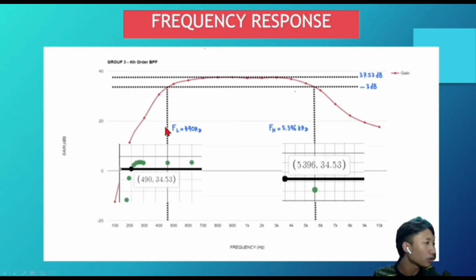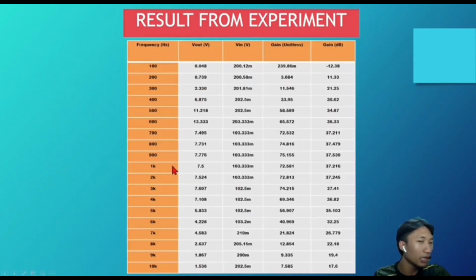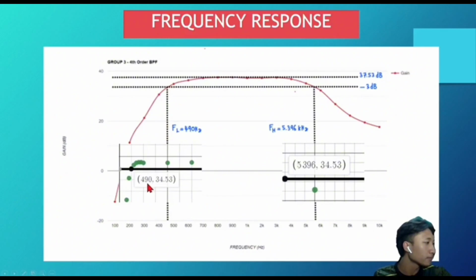To get this value for FL, that is the low cutoff frequency, I also plotted this table in the Desmos graph, and then I made the line to see the value. It shows that the low cutoff frequency FL is 490 Hz, and then FH, the high cutoff frequency, is 5.396 kilohertz. That is the data that we got from this table.